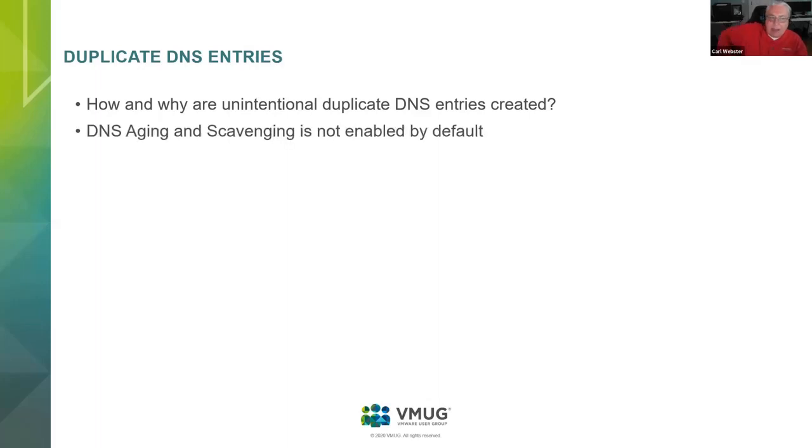Believe it or not, DNS aging and scavenging is not enabled by default. Because if aging and scavenging were enabled by default, then if I've got an IP address from DHCP and I've registered in DNS, and then that record expires or has aged out or is no longer valid, it would age, and then scavenging would go out there and clean it up. But that's not enabled by default. So there's never any cleanup.